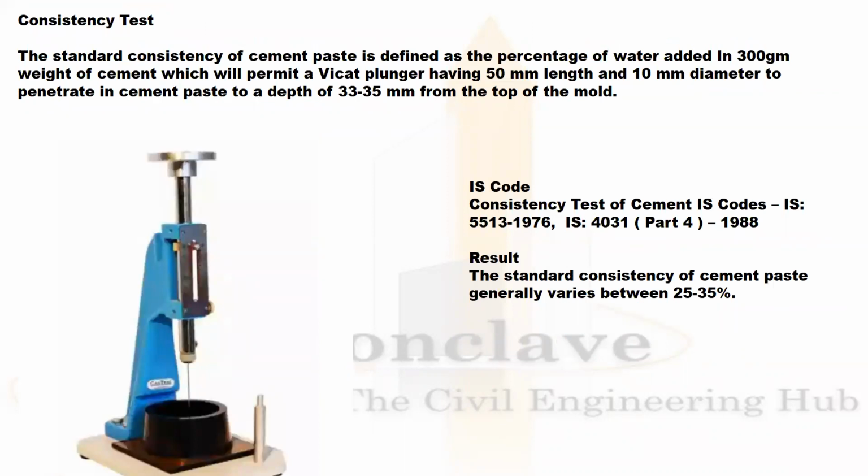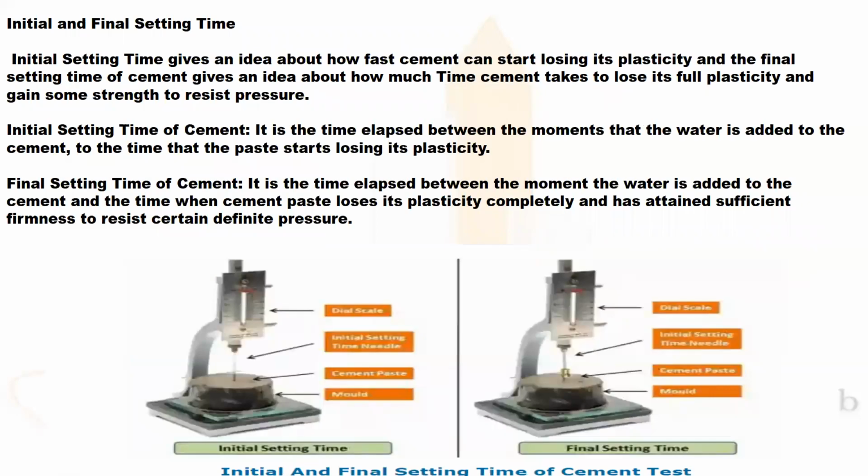Consistency test. The consistency of cement paste is defined as the percentage of water added to 300 grams of cement which will permit the plunger, having 50 mm length and 10 mm diameter, to penetrate the cement to a depth of 33 to 35 mm from the top of the mold. This is a needle, this is a mold. You have to refer to codes 5513 and 4031. Result: the standard consistency of the cement paste generally varies from 25 to 35%.